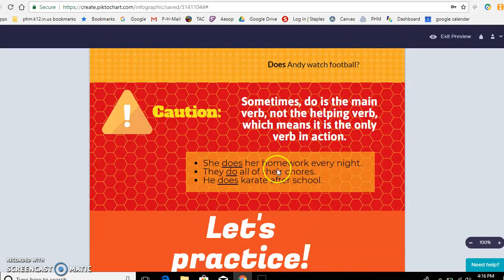So she does her homework. They do all of the chores. He does karate after school. So maybe at this point I'd have them think of maybe their own example where do is not a helping verb, it's the main verb.